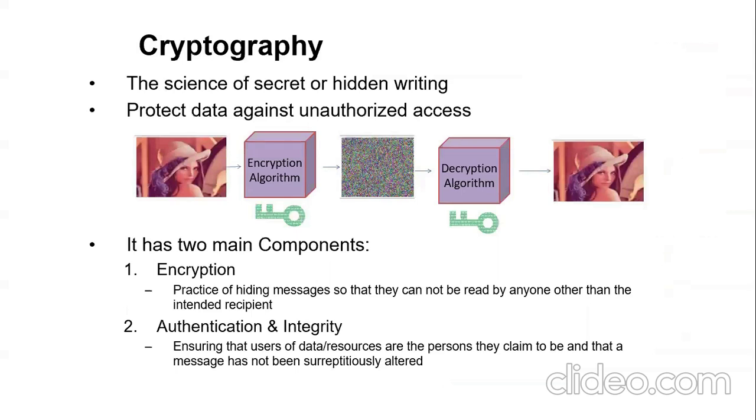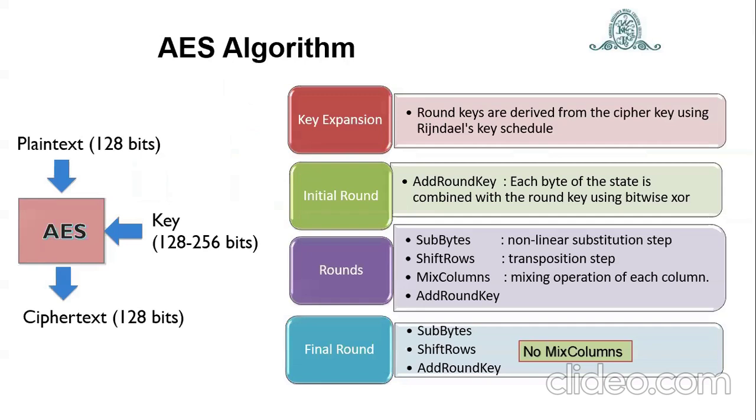Cryptography is basically the science of secret or hidden writing. It is used to protect the data against unauthorized access. As shown, it is the symmetric algorithm where the same key will be used for encryption and decryption. It has two main components, encryption and authentication.